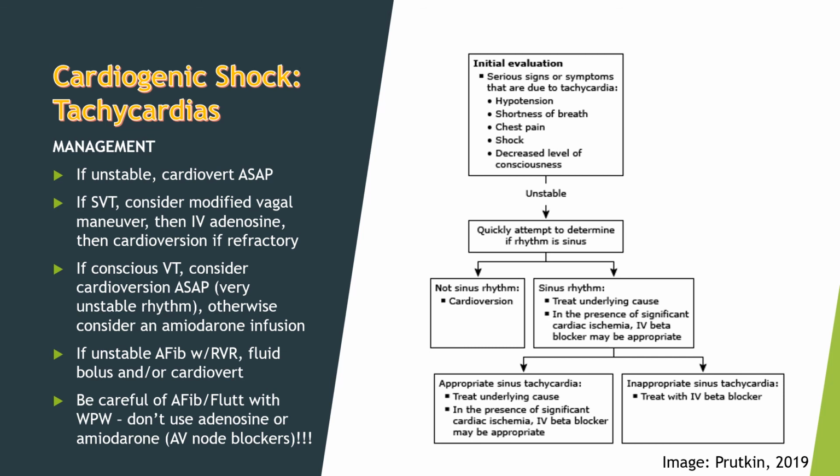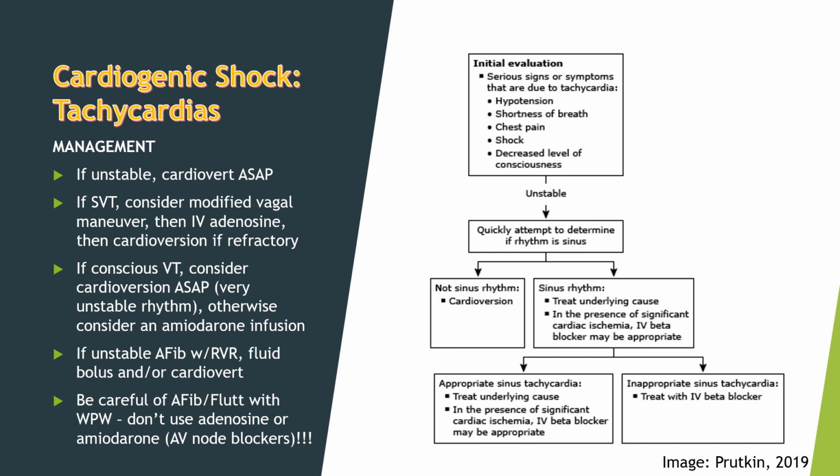If we have a patient, for example, with unstable atrial fibrillation who has a rapid ventricular response, most of the time this will be fairly well tolerated, but you could consider a fluid bolus. Otherwise, if they're severely decompensated, you'd probably need to cardiovert this as well. It's just important to note that you need to be careful of a patient with Wolff-Parkinson-White and atrial fibrillation or flutter.